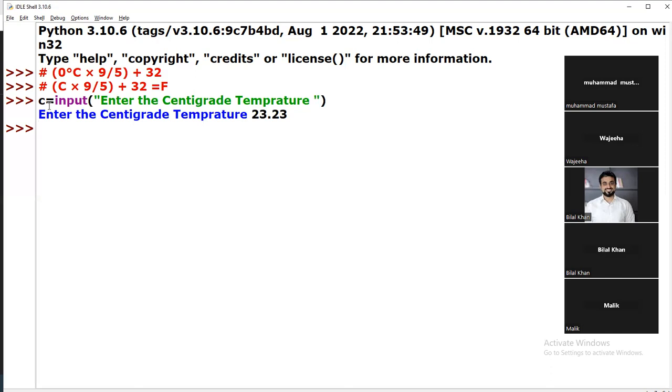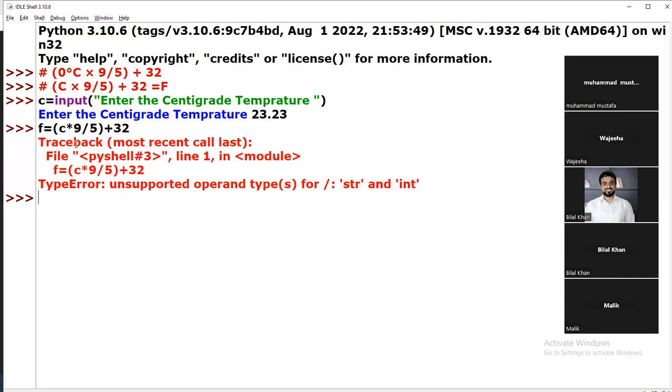Multiply sign. Where is the multiply sign? Okay. So if you can't get this multiply sign, you can write X for that. Right. And now I want to see what F is equal to. F is equal to this formula. How can I add this formula? I would have to type C multiplied by 9 divided by 5 plus 32. It tells me that there is a traceback error which says unsupported operand type for str and int.